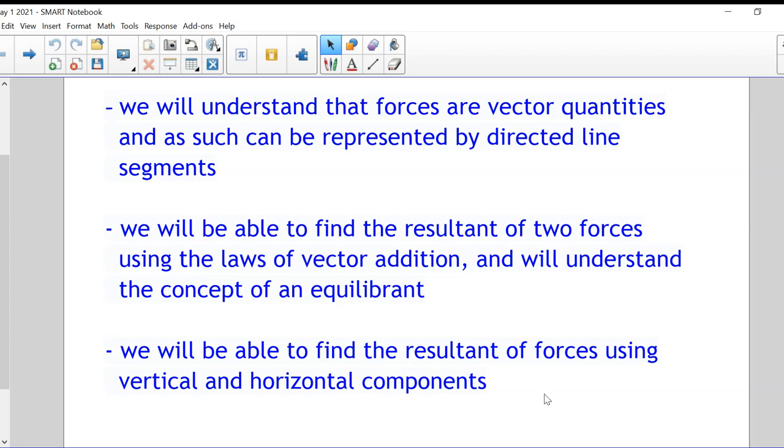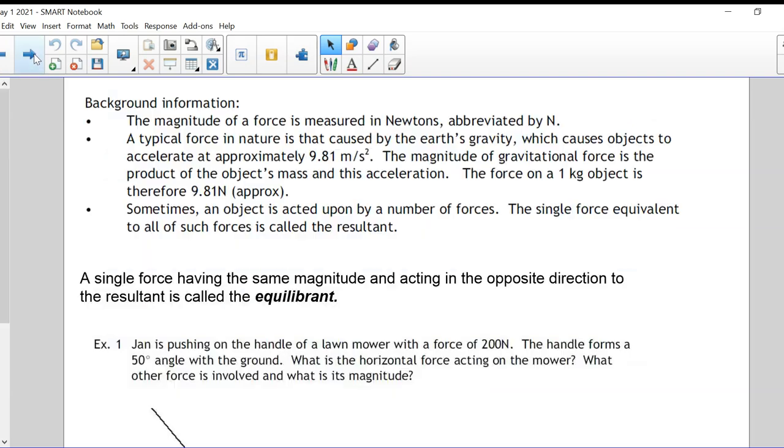We're going to be able to find the resultant of forces using horizontal and vertical components, all very critical parts to what we're going to be doing today. There's a homework question, and I'm hoping that I'll cover enough ground today that you will be able to get the homework question done. But let's get going.